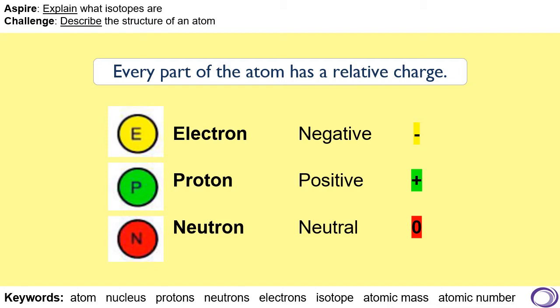Now, the way that I like to remember this is if you look at the word neutral, that is very similar to the beginning of the word neutron. So neutrons are neutral. And then positive starts with a P, as does proton. So protons, P, positive, P. So protons are positive. So neutrons, neutral, protons, positive, and then electrons is just what's left over. So the electrons are negative.